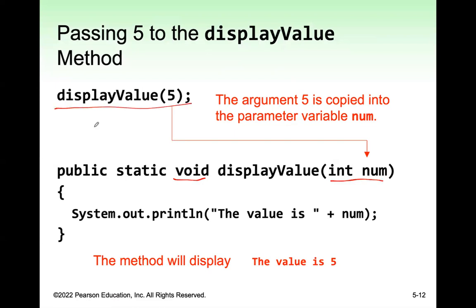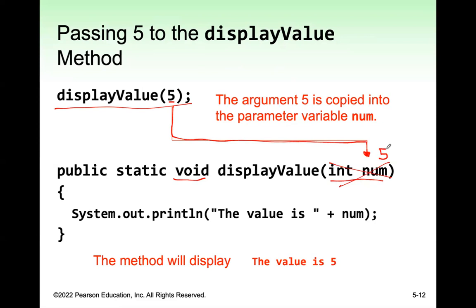Now, when we actually call it, we put the name, display value, we put our parentheses, and we put whatever integer we want to send into that method. In this case, it's 5. We are sending 5. It's going to go exactly down here, and it's going to take the place of num. So where num is in your body, we're going to replace it with a 5. So let's replace it here.